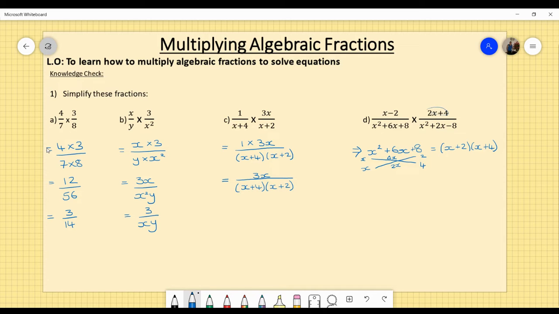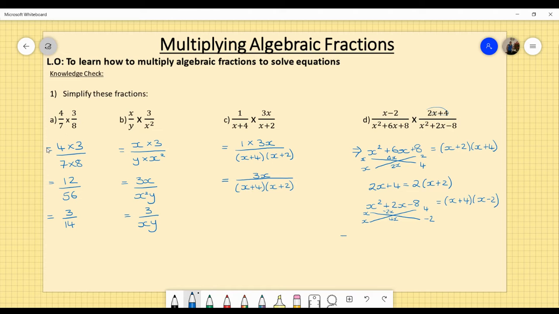My second section then is the 2x plus 4. That can be factorized. It's only going to be a single bracket one on this one. So the highest common factor in this expression is 2. So it's 2 bracket x plus 2. And then obviously my denominator on the second part, so the x squared plus 2x minus 8 can also be factorized. So x times x will give me x squared, and 4 times negative 2 will give me minus 8. And let's check, x times minus 2 will give me minus 2x. X times 4 will give me 4x. 4x take 2x gives me 2x. So that one will factorize to give me x plus 4 and x minus 2.